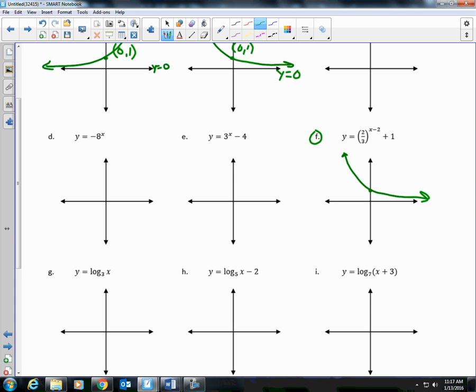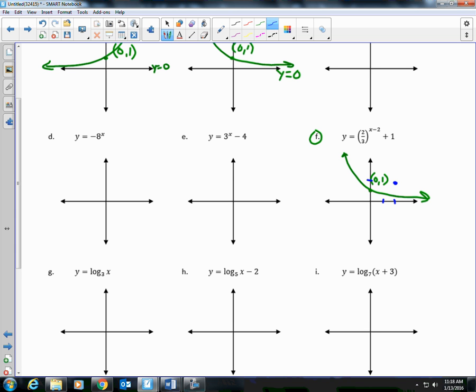Now, there's two transformations happening. What are the transformations that are happening? Right 2 and up 1. So if I take this point, which is at 0, 1, and I move it to the right 2 and up 1, what's its new location? 2, 2. Right? Because I take this point, 0, 1, I move it to the right 2, which is 2, 1, and then I move it up 1, so 2, 2.